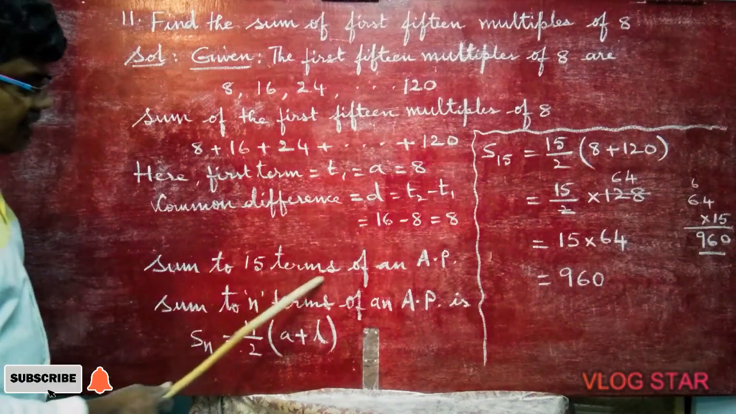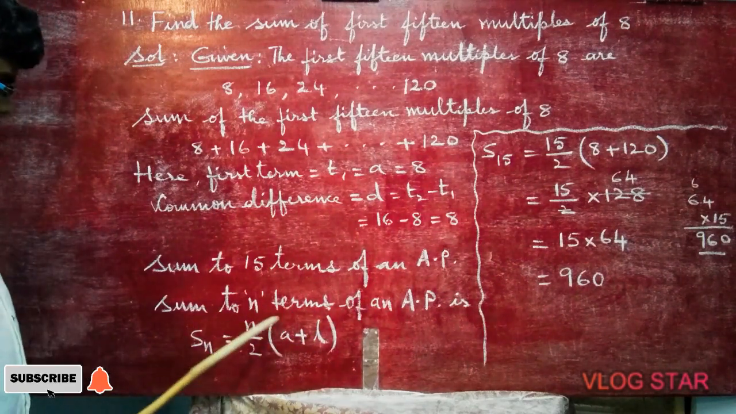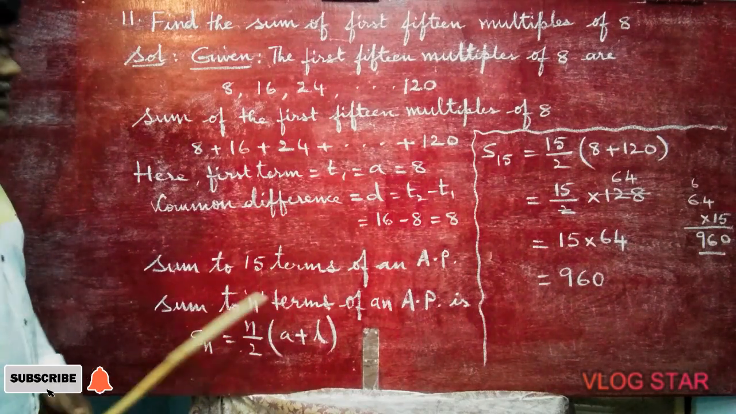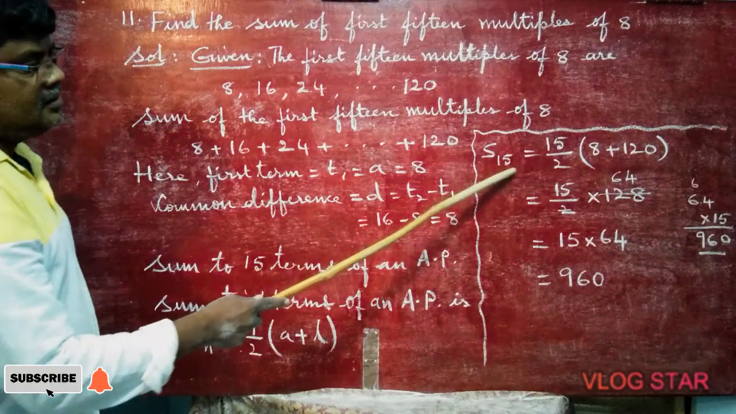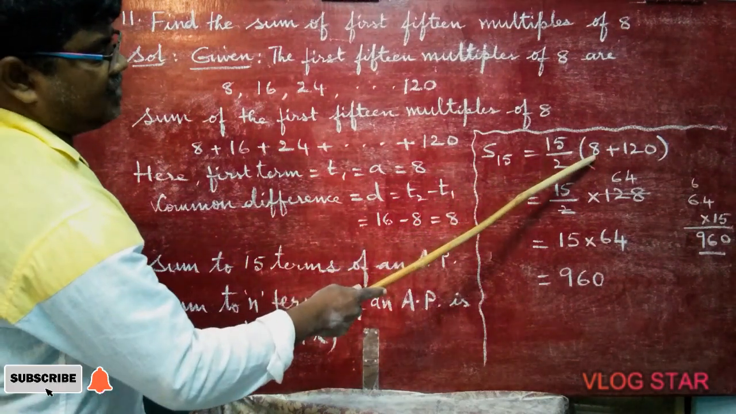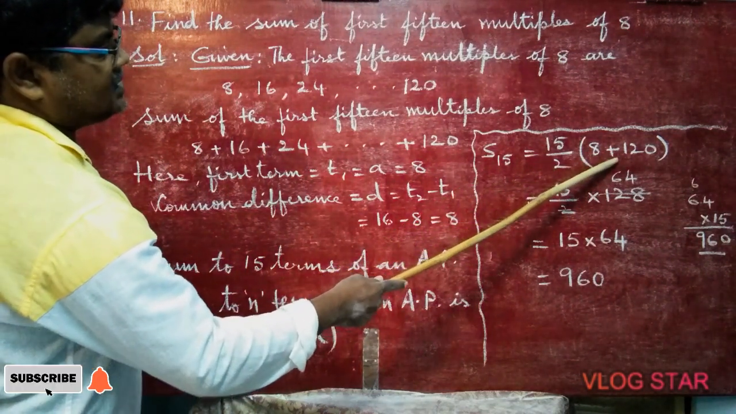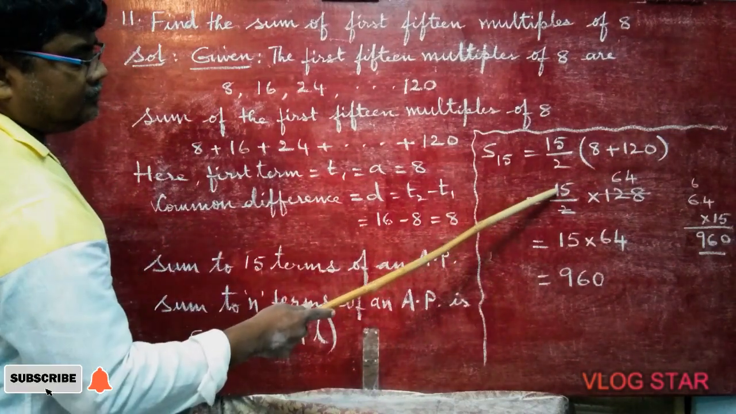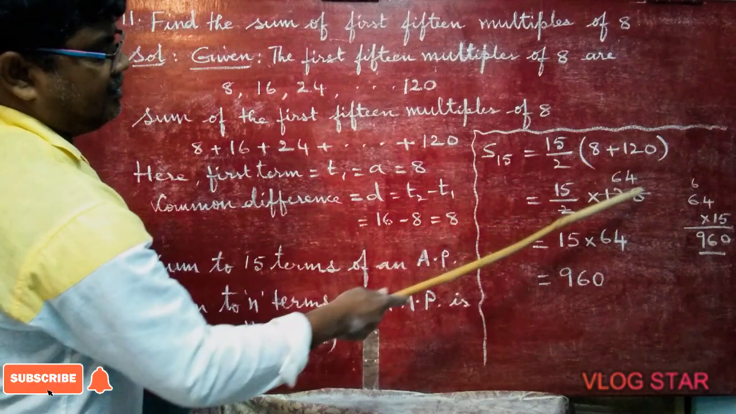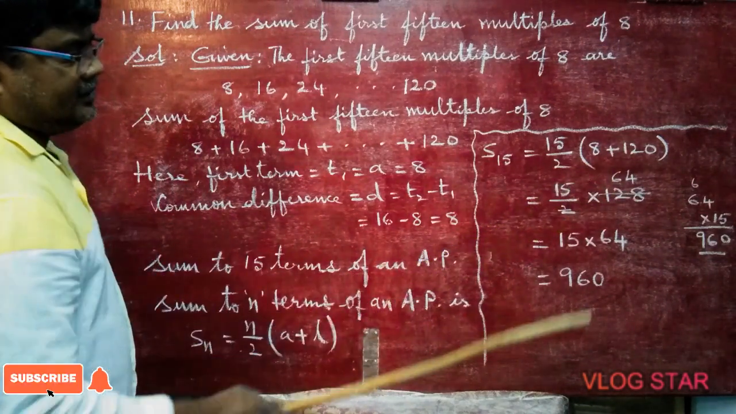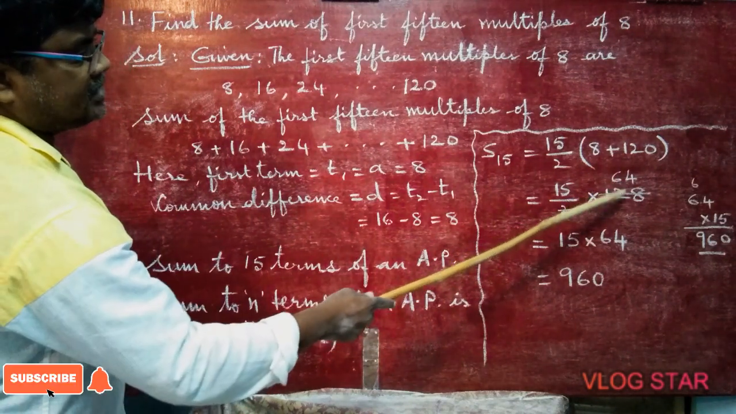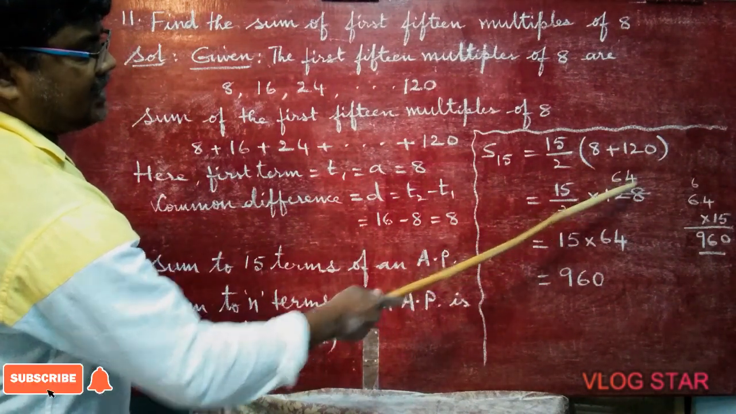So sum of 15 terms of an AP. Sum to n terms of an AP formula is Sn is equal to n by 2 into A plus L. So S15 is equal to, because we know n, 15 by 2 into first term plus last term, 8 plus 120. 15 by 2 into, add 8 plus 120, 128. 2 goes in 128, 64 times. 2 6s are 12, 2 4s are 8.